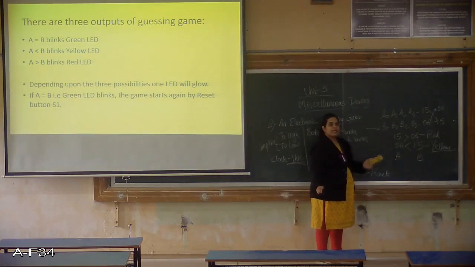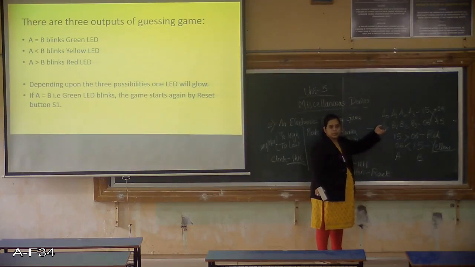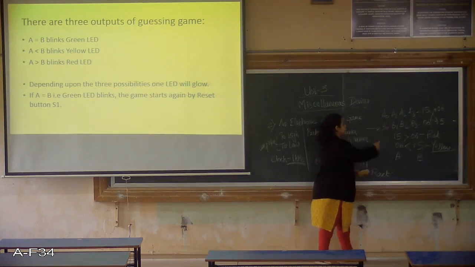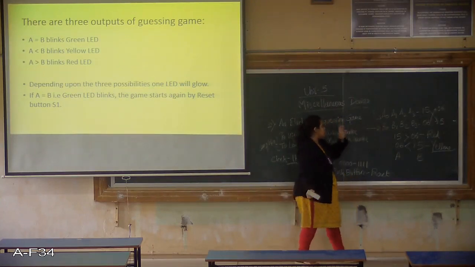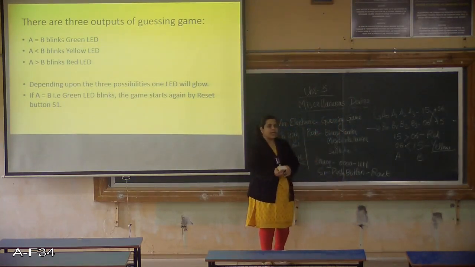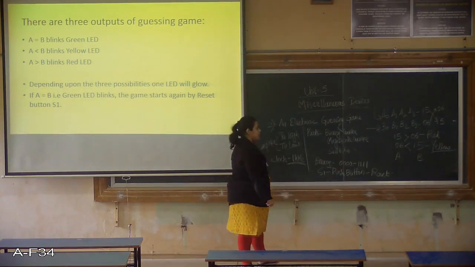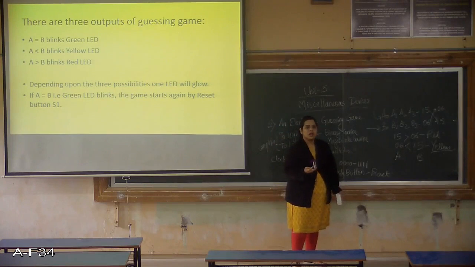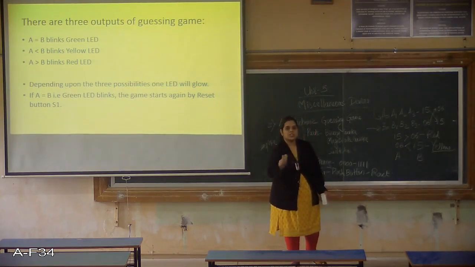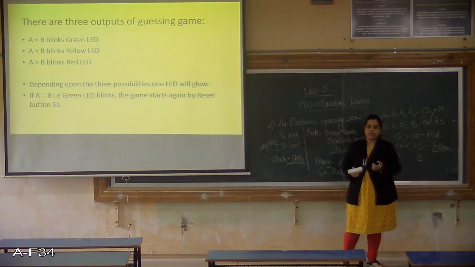Yes, the magnitude comparator is, you can say, the heart of the game, which compares the two inputs, what is given externally and what is generated, and it generates three outputs. Okay, it compares and generates the three outputs you can see on the slide. Then based on that, the respective LED will glow and it shows how near you are to the machine generated output. Okay, fine. So this is the electronic guessing game.